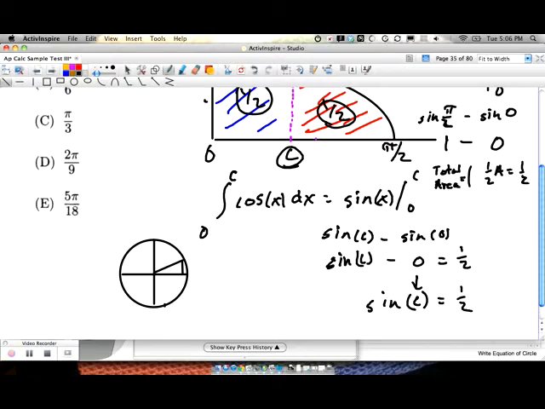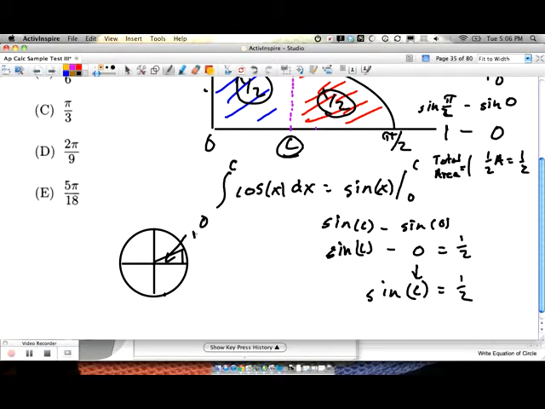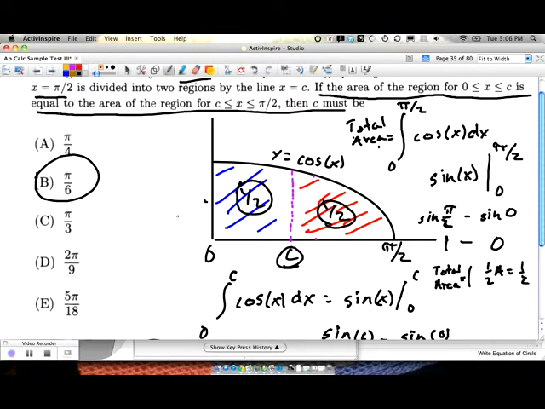If that's 30 degrees, think of that in radians. That's really pi over 6. So sine of pi over 6 equals 1/2. That must mean that pi over 6 equals c. Booyah!